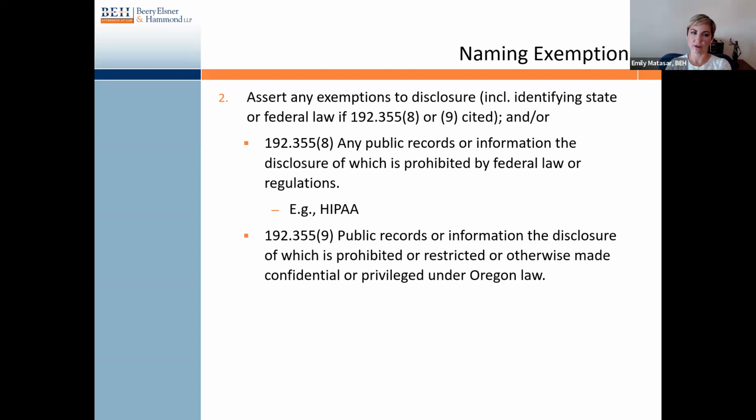So let's do the same exercise for state. So the state catch-all is these records are exempt from disclosure. Public records or information, the disclosure of which is prohibited or restricted or otherwise made confidential or privileged under Oregon law. And the most common sort of generally applicable example is the attorney-client privilege. So if you get a request and withhold privileged information from the response, you must cite both this catch-all, the state catch-all 355 sub 9, and you must cite the statute for the attorney-client privilege, which is 40.225. And that applies no matter what other law is incorporated through the catch-all.